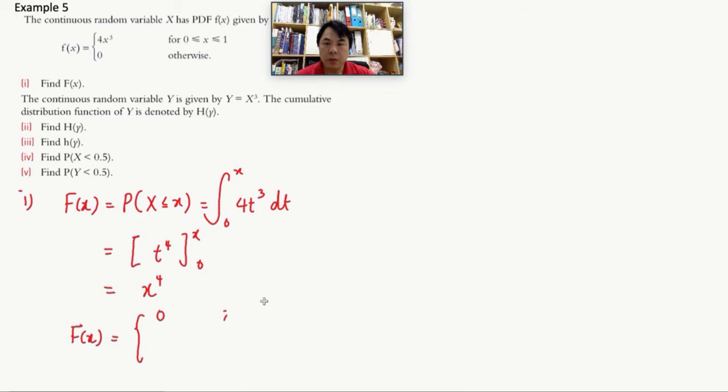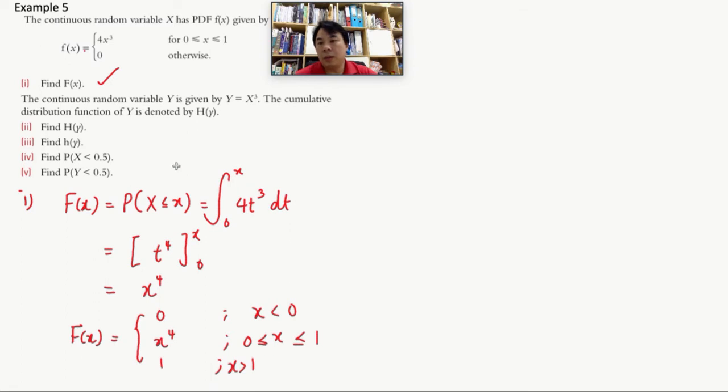That will be 0 for any x value that is less than 0, x to the power of 4 for any x value lying between 0 and 1, and of course the total area under the graph for all that region must be equal to 1 for any x value that is greater than 1. I hope that is clear. That is the first one.